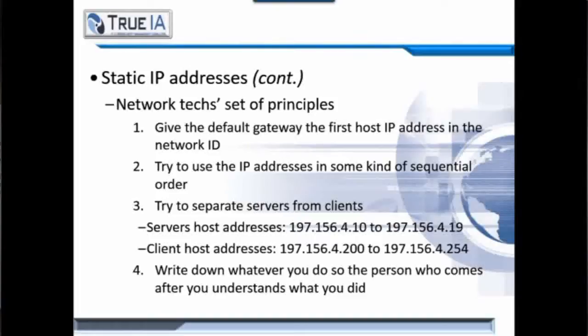So we'll walk through some general best practices. Generally, you're going to give the default gateway the first host IP address in the network ID, because we want to try to use our IP addresses in a logical and some kind of sequential order. You also should want a way to discern whether you're dealing with a client or a server. So you should probably try to separate servers and clients' IP addresses. However you decide to do it, write down what you're doing so the person who comes behind you can understand your network architecture.